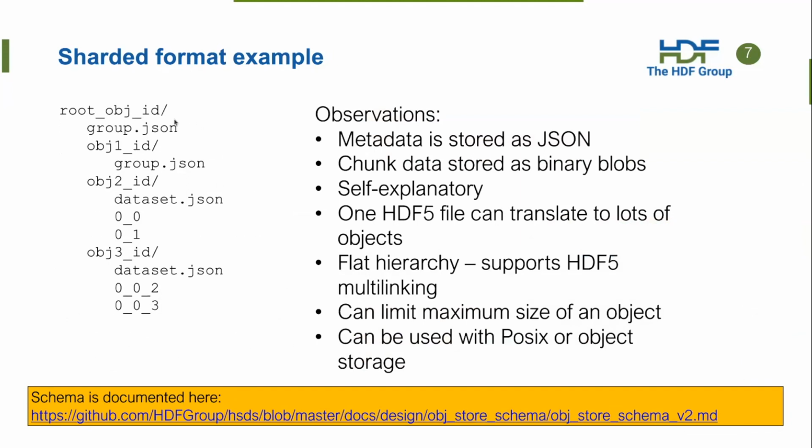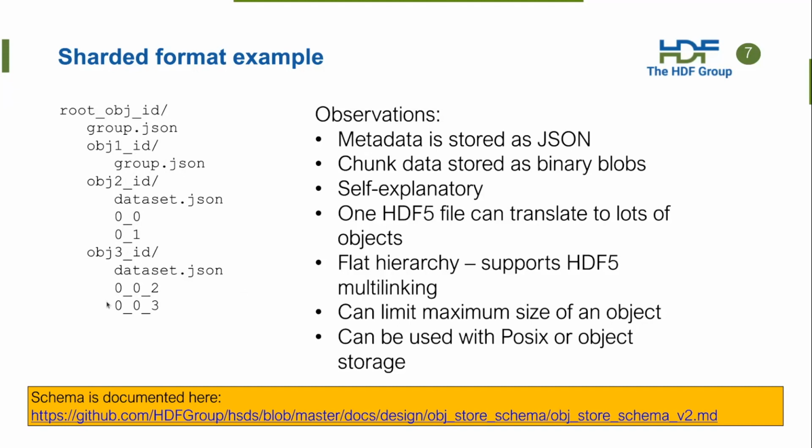Meanwhile, here's an example of how this would look in a directory style format. You have a metadata JSON for the root group, a JSON for a subgroup, and a JSON for a dataset. The JSON describes things like the dataset shape, the attributes, and so on. Then you have these objects, 0_0, 0_1, which are the keys for the different chunks of those datasets.